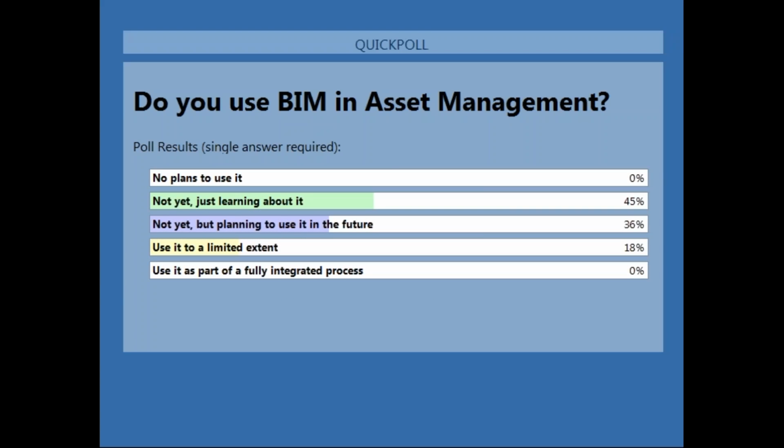The results are there's no one on the line right now with no plans to use it. 45% of you said not yet, you're just learning about it, which is the majority. 36% of you said not yet, but we are planning to use it in the future. And 18% of you say that you use BIM in asset management to a limited extent. 0% of you say that you use it right now as part of a fully integrated process.